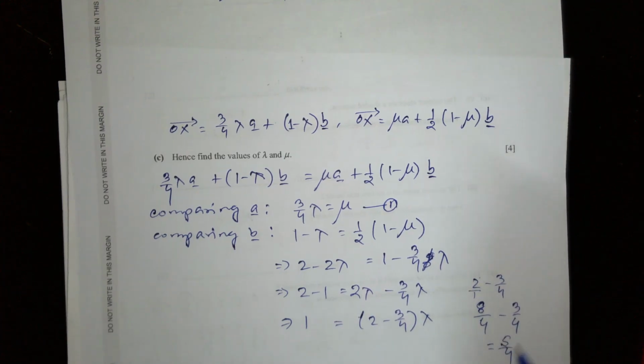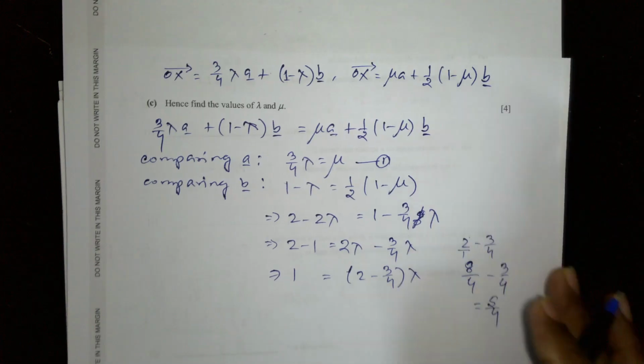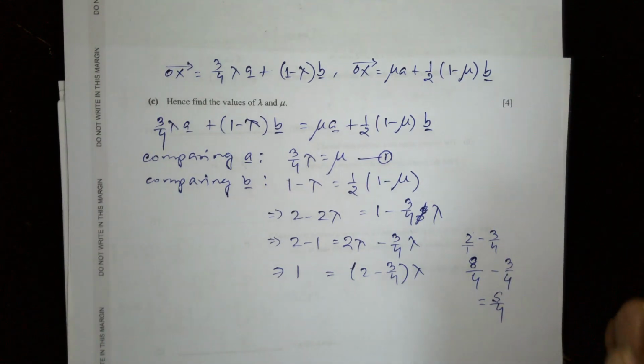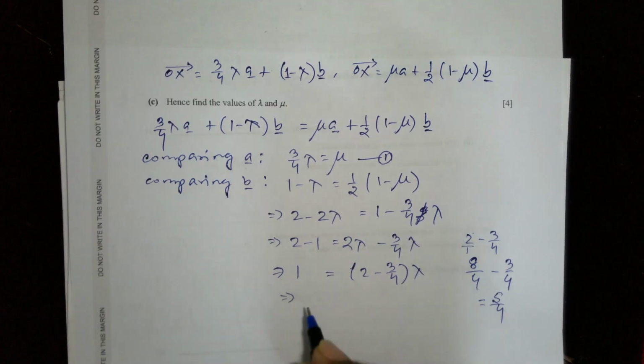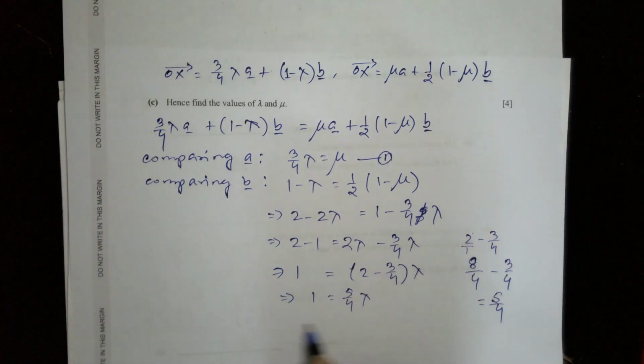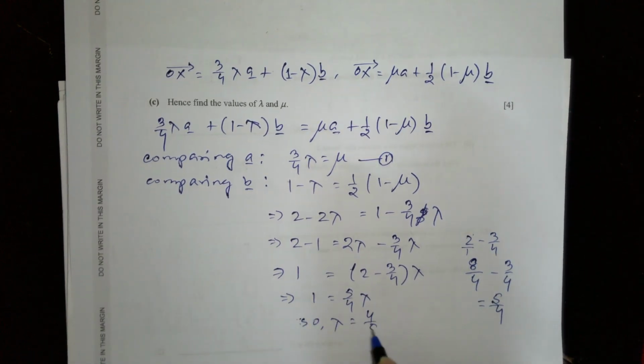Why did I do it like this? Because this paper is actually the non-calculator paper. We cannot use the calculator. So finally we got 1 is equal to 5 over 4 lambda. Hence, our lambda will be 4 over 5.